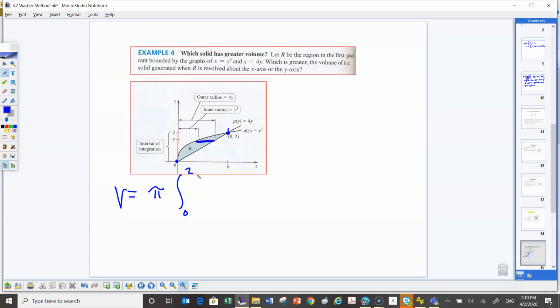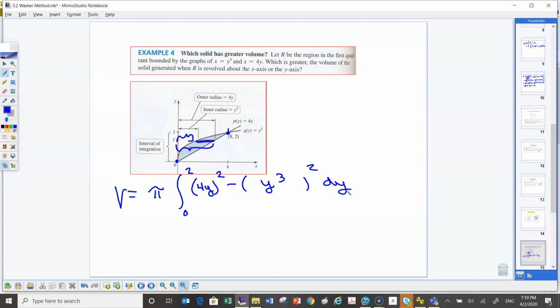And now we're going to rotate this around the y-axis. Rotating it around the y-axis, this would be my outer radius. It's defined by the linear function 4y, so my outer radius is going to be 4y squared. The inner radius is from the axis to the bottom of that slice, and the bottom of that slice is the function y cubed. So again, this would be y cubed all squared, and I'm integrating this with respect to y.